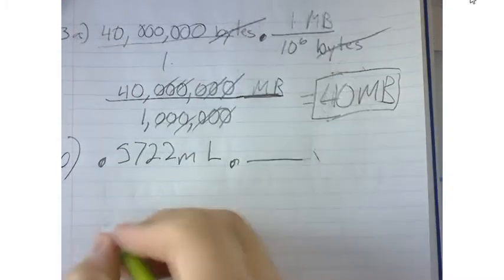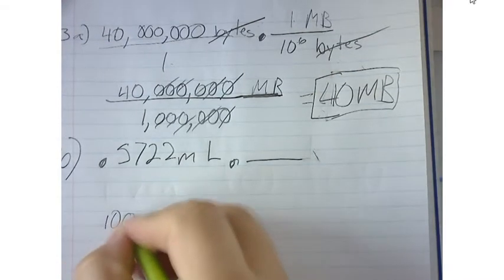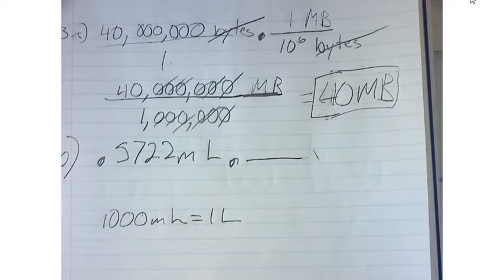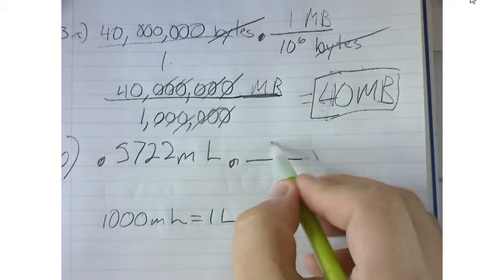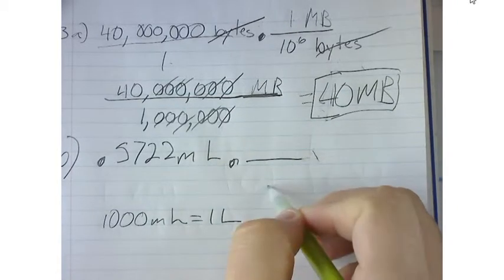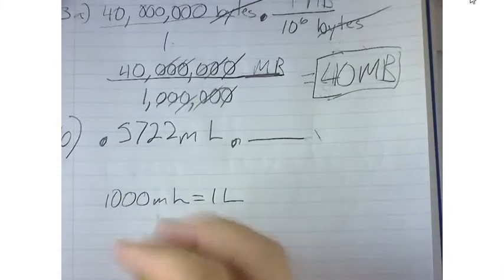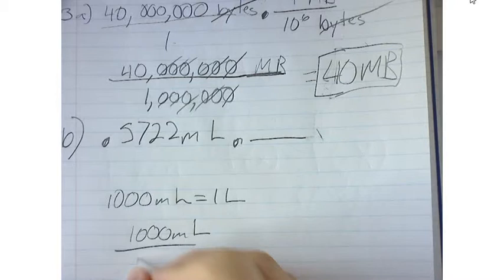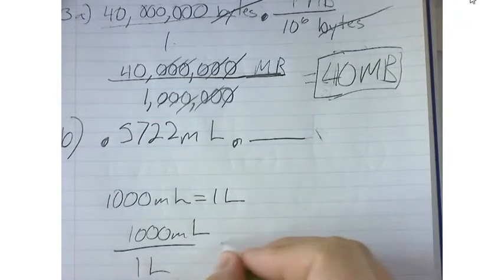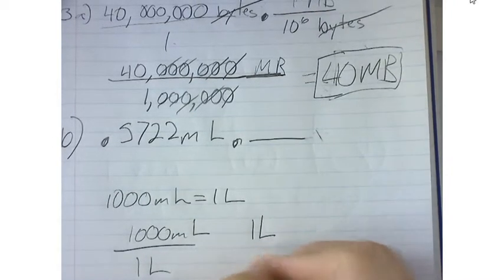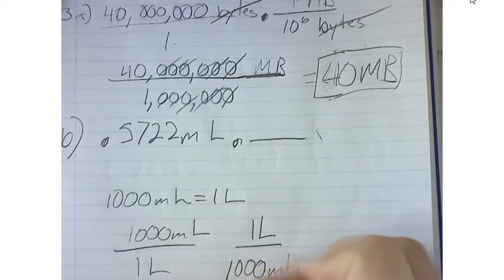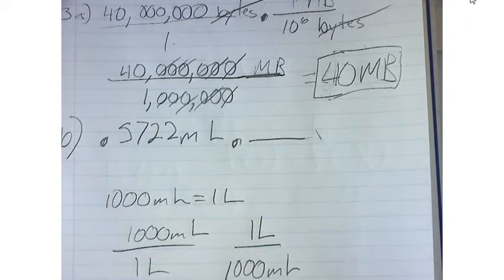So I need to think, there's 1,000 milliliters, and that's equal to 1 liter, right? So now I can write this as a fraction. I could write 1 liter on top and 1,000 milliliters on the bottom. Let's write that out. I could write it like 1,000 milliliters on top and 1 liter on the bottom, or I can write my conversion ratio like 1 liter over 1,000 milliliters, right? Because a ratio means that we're comparing equivalent values.